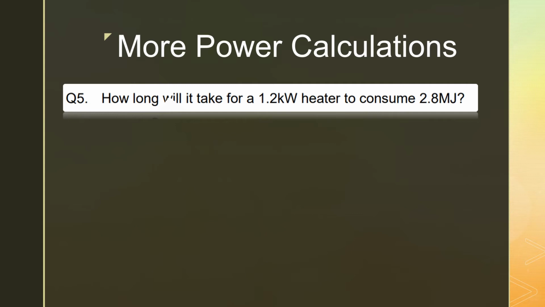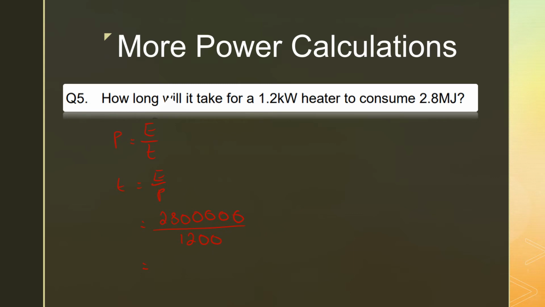Question number 5, how long will it take for a 1.2 kilowatt heater to consume 2.8 megajoules? So here, P is equal to E over T, rearrange to T is equal to E over P. The energy is 2,800,000. Remember, to go from megajoules to joules, we multiply by 1,000,000. And that's going to be over 1,200. To get from kilowatts to watts, we multiply by 1,000.